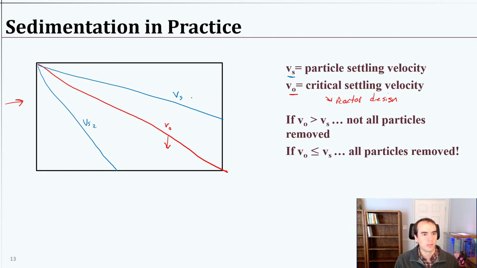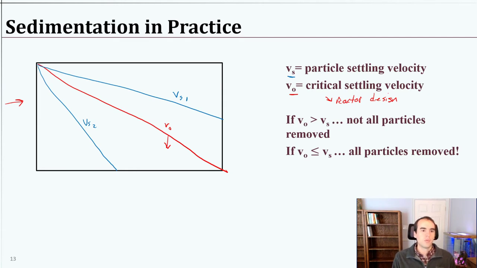So we'll just say 1 and 2 here. So in terms of what Vs is, it's some particle that we are observing or predicting the speed at which it settles. Okay, so if we have a system and we're solving for this critical settling velocity based on all those equations we derived, we can compare that to what the reactor is designed for.